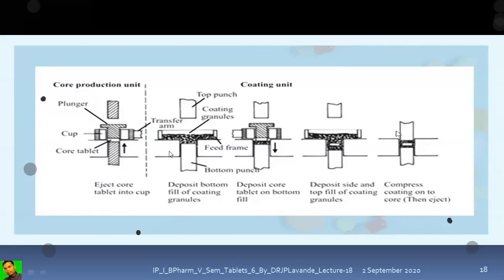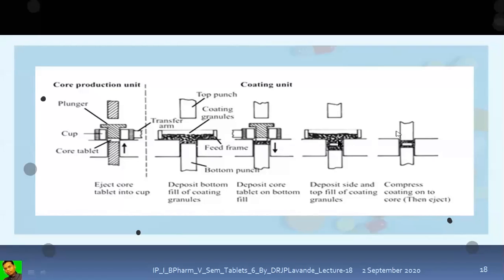You can see there is another coating unit which consists of a larger diameter die, which is already preloaded with the coating granules. And in this, we are introducing the tablet. The tablet is introduced exactly at the center, so that from bottom and from sides it will contain the coating material. Then again it is covered with the coating material in the third stage.